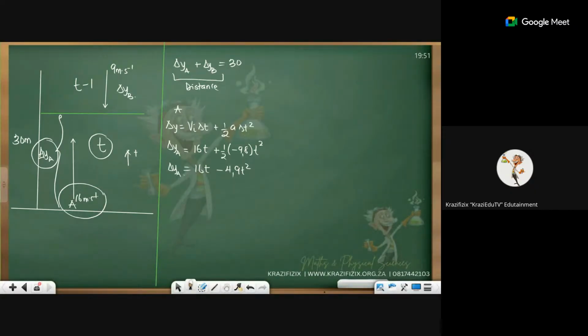Now, what is the delta Y of B? We use the same formula. Now, this is where it's going to go south a little bit. Not really, but there's something. What is the initial velocity? Negative 9. That's where it starts going south, because we're choosing upward as positive. And the time is t minus 1, plus half a, we keep our a, guys, times t minus 1 squared.